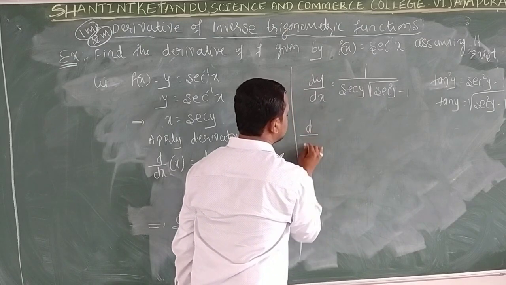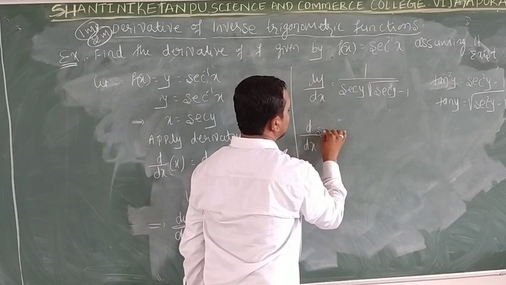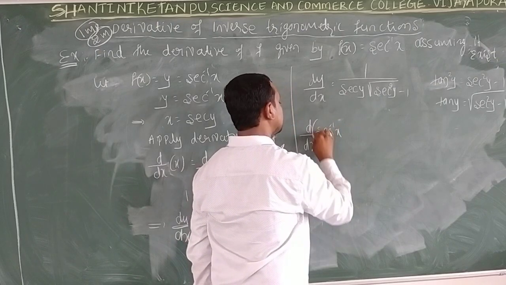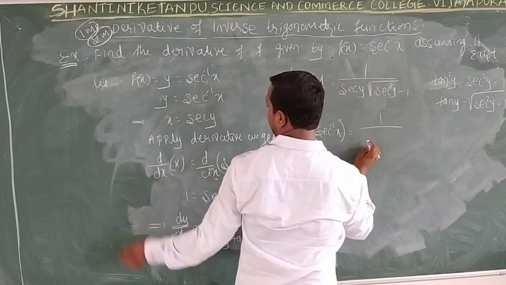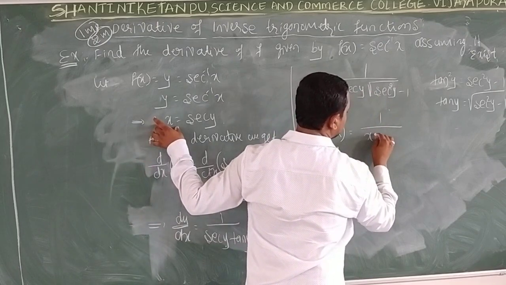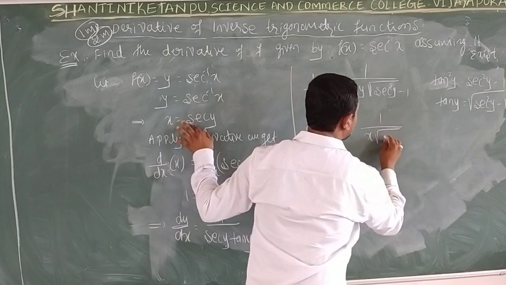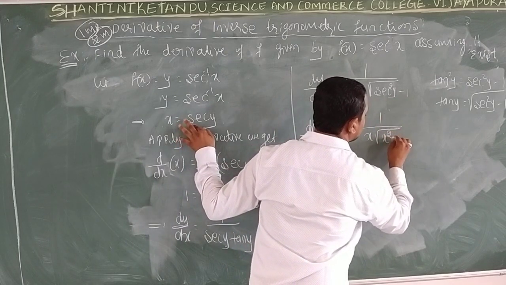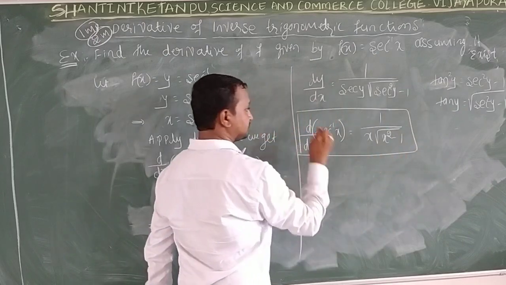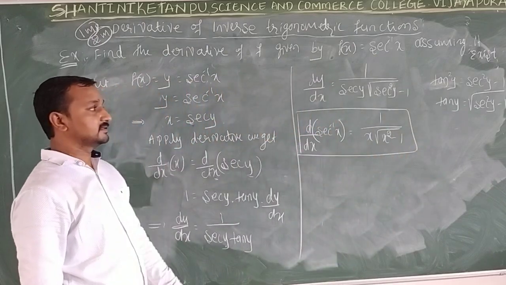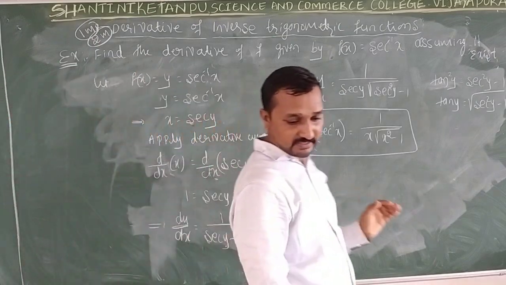And the last step, d by dx of y, which is sec inverse of x, is equal to 1 divided by sec y, where sec y is x, into under root of sec square y minus 1. Sec square y is x square, so we get x square minus 1 under the root. So this is the formula. Is that clear? We can solve it by this method.